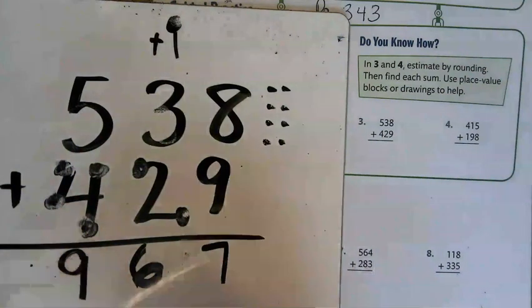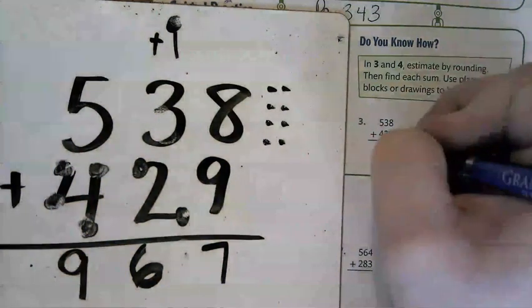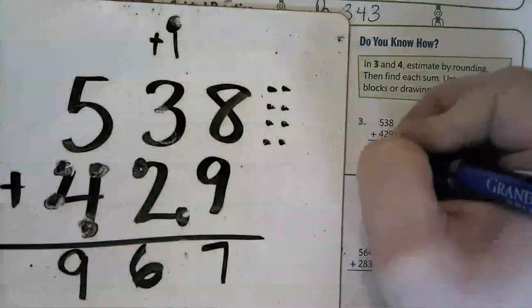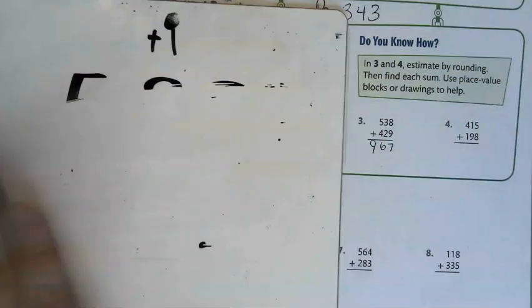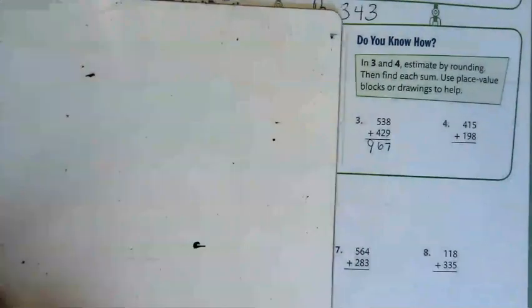The 9 was not needing to be regrouped, so I've got that there. So 967 is that number. Okay? This is what regrouping looks like when we just use the numbers. It's the exact same as when we had all of those place value blocks. It's just a little different.